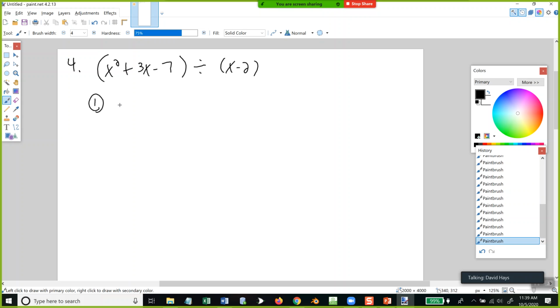Our first step, you take what you're dividing by, which is x minus 2, you set it equal to 0. And then you want to solve it. So that gives us x equals 2. Our second step, you take the number you just found, and you put it in a box in the upper left-hand corner.